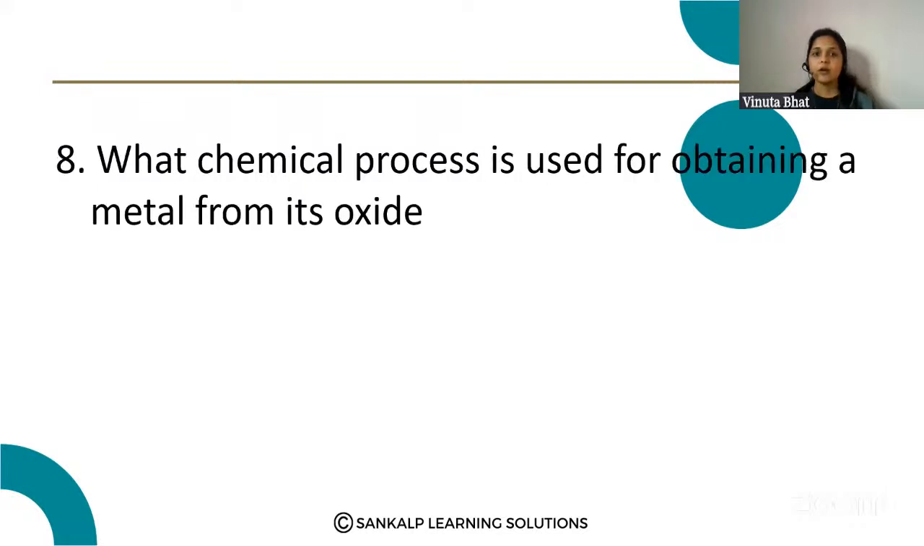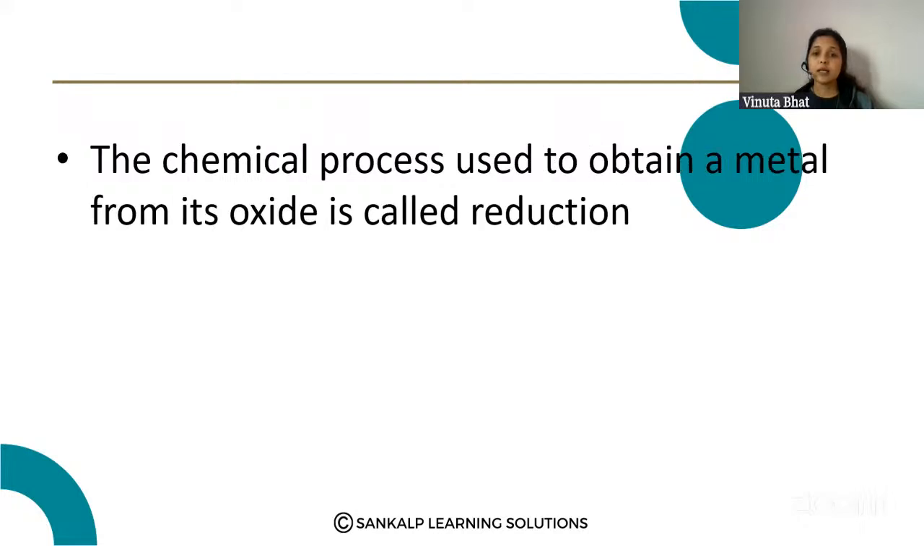Next question. What chemical process is used for obtaining a metal from its oxide? Which process is used here? The chemical process used to obtain a metal from its oxide is called reduction. Reduction process is used here.